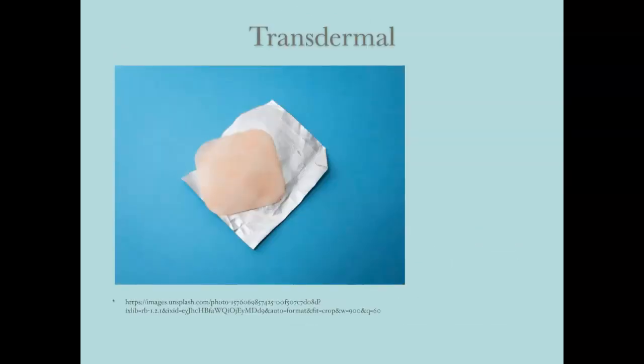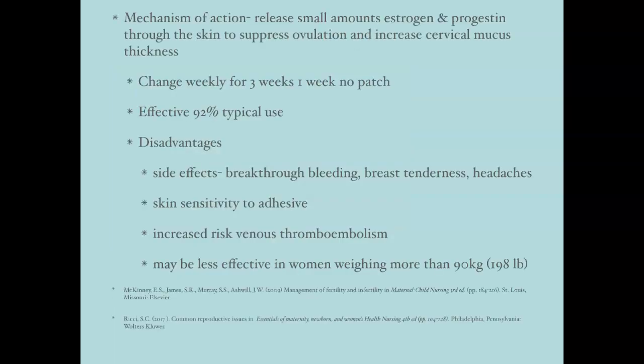Transdermal is a patch. Mechanism of action is it releases small amounts of estrogen and progesterone through the skin to suppress ovulation and increase cervical mucus thickness. They change a patch weekly for 3 weeks, and then they go 1 week with no patch. It's about 92% effective, so it's still pretty effective.